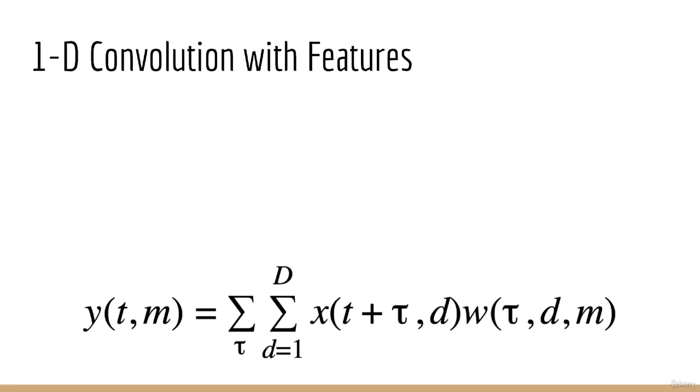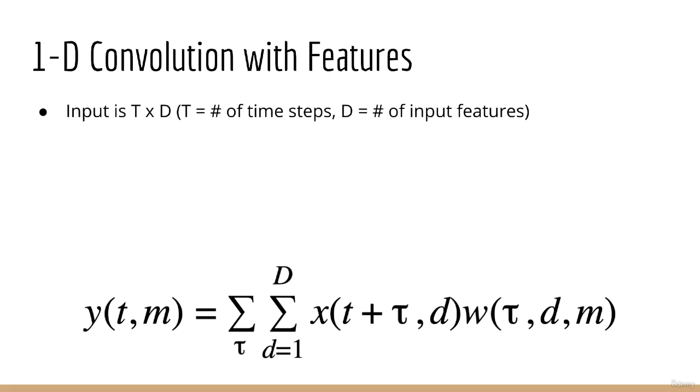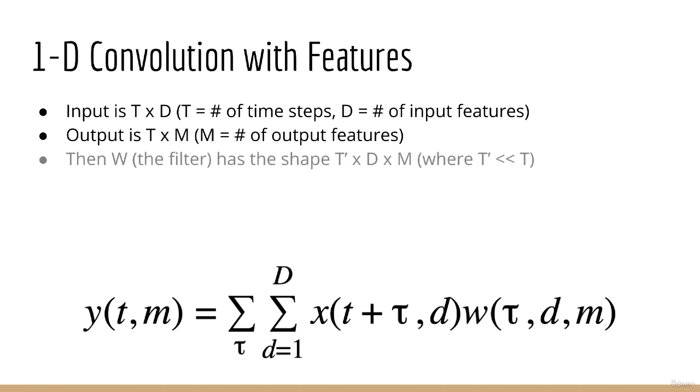And remember that another thing we can do is add on features. So imagine X as a t by d array, where t is the number of time steps and d is the number of input features. Then imagine the output as another two-dimensional array of size t by m, where t is the number of time steps and m is the number of output features. Then w must be a three-dimensional array, t by d by m, and then we would have the equation that we see here.